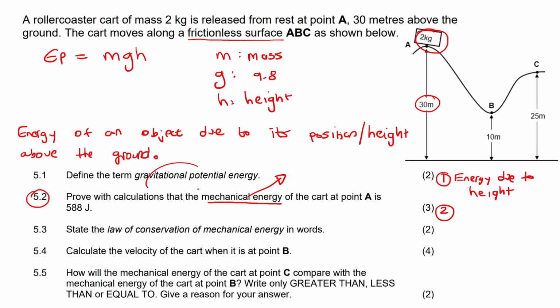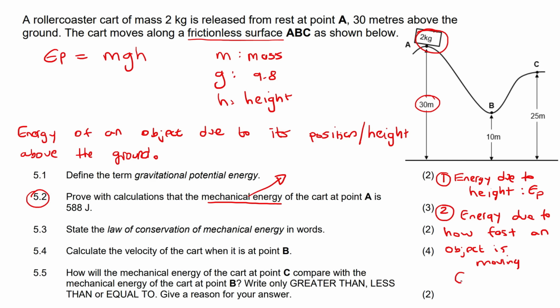That is called potential energy, EP. Then we get another type of energy in grade 10, which is energy due to how fast an object is moving. That is called kinetic energy. Now, if you take those two energies and add them together, that is called mechanical energy.